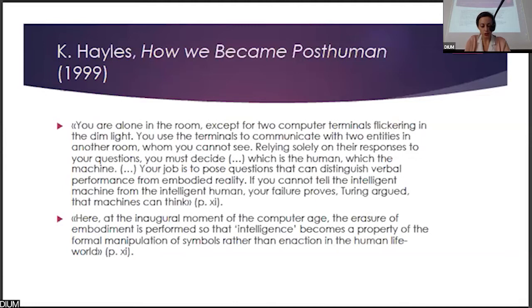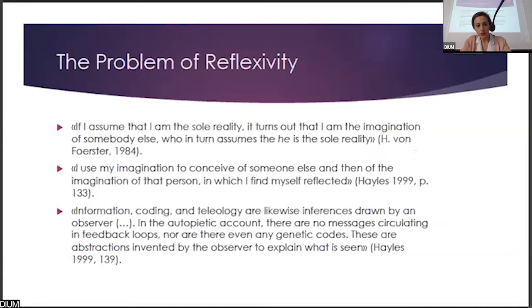I'm going to show you some quotes from Foerster first. If I assume that I am the sole reality, it turns out that I am the imagination of somebody else, who in turn assumes that he is the sole reality. And this means that, as Hayles observes, I use my imagination to conceive of someone else and then of the imagination of the person in which I find myself reflected.